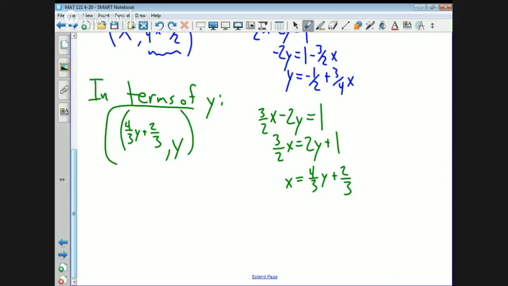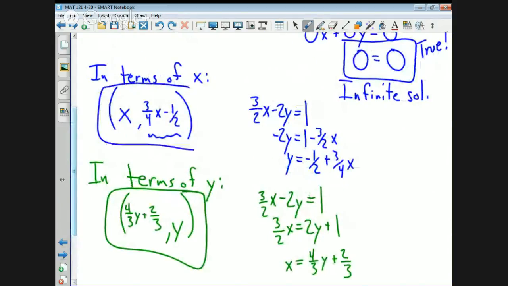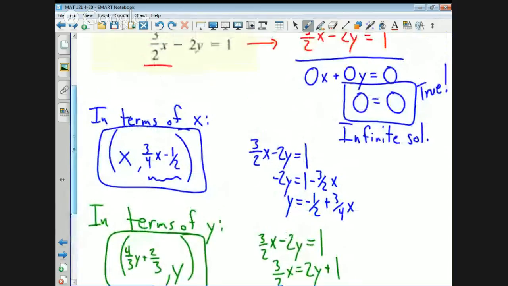So they'd be looking for either this answer and/or this answer, depending on what their problem set is asking for, in addition to the words infinite solution. So that's what you'll see with infinite solution. That's why I picked this one. You get a true equality, even though everything cancels out, 0 equals 0, and that indicates infinite.